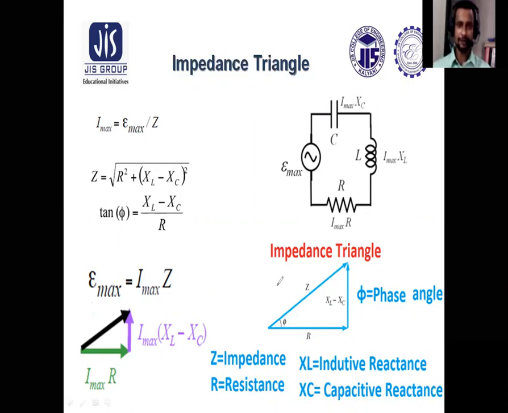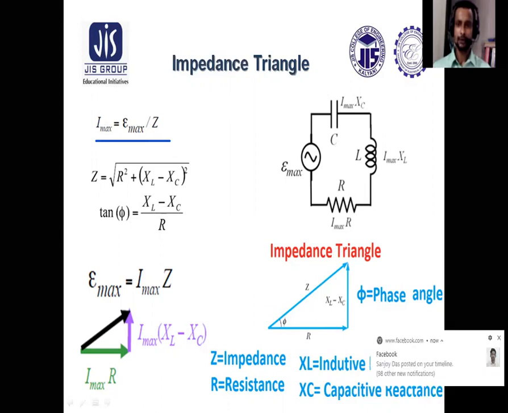So from this impedance triangle, we can write this equation: Z equals under root R square plus XL minus XC whole square. What is tan phi? This is phi. So tan phi equals height by base, that is XL minus XC by R. And an important point is this: Imax equals Emax by Z.